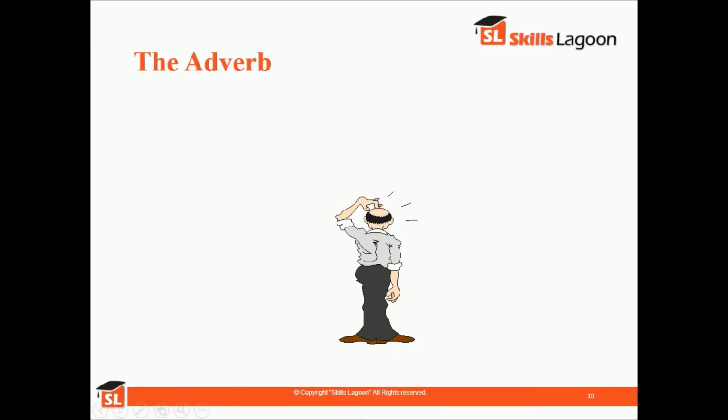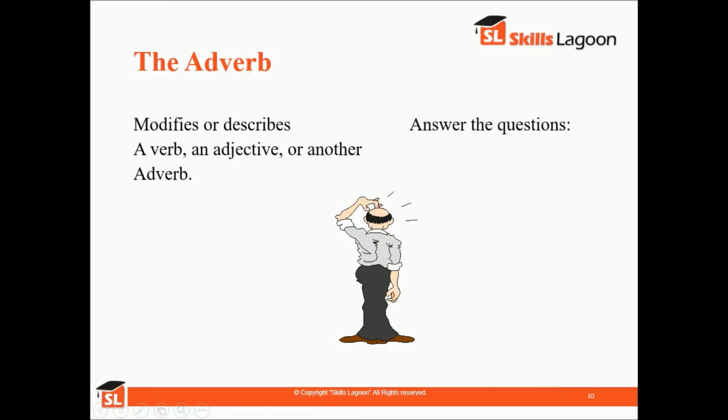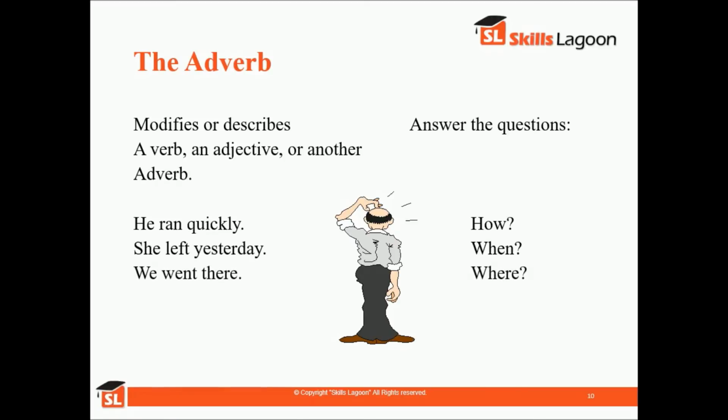Next is the adverb. Adverbs are words which modify or describe a verb, an adjective or another adverb. He ran quickly. How? She left yesterday. When? So these are used with verbs. Adjectives are always used with nouns or pronouns because they change the meaning of the noun and pronoun, and adverbs are always used with verbs because they change the meaning of the verb. We went there. Where? It was too hot. To what degree or how much?